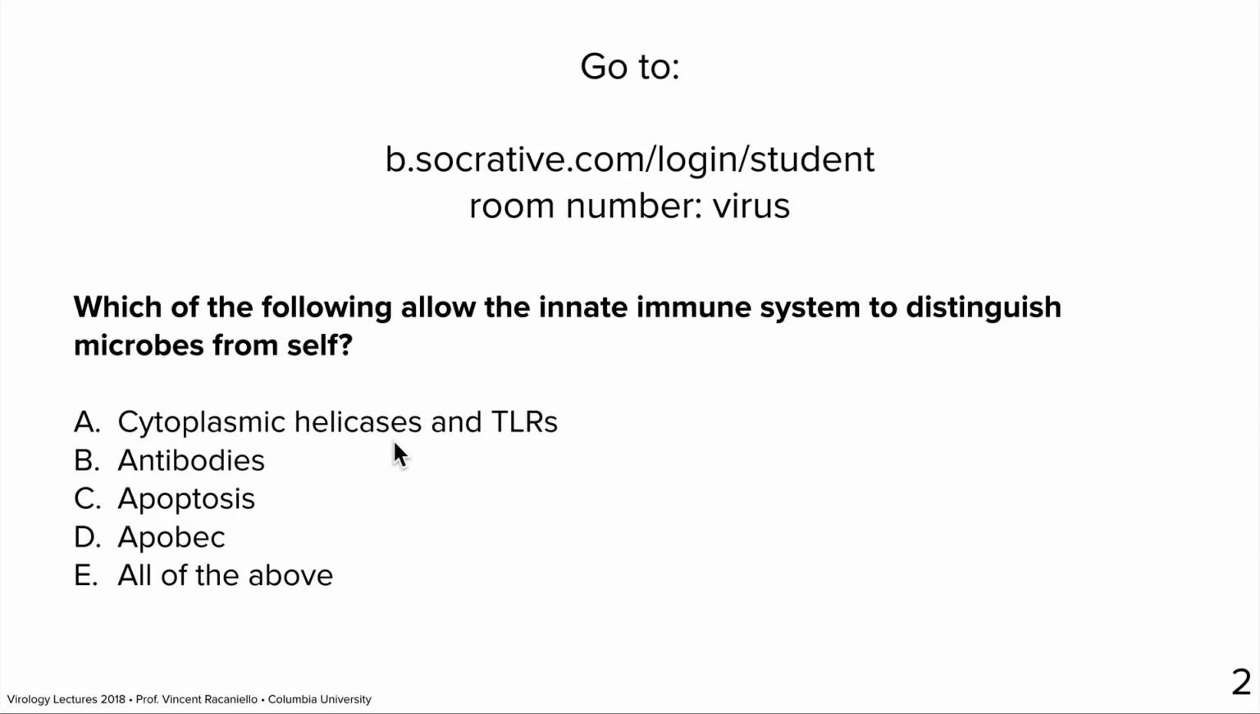The answer, of course, is A, cytoplasmic helicases and toll-like receptors. That is part of the innate immune system. Antibodies are not. Apoptosis and APOBEC are not. Antibodies are adaptive responses, of course. Apoptosis and APOBEC are part of the intrinsic responses. It is the helicases and TLRs that allow distinguishing microbes from self.